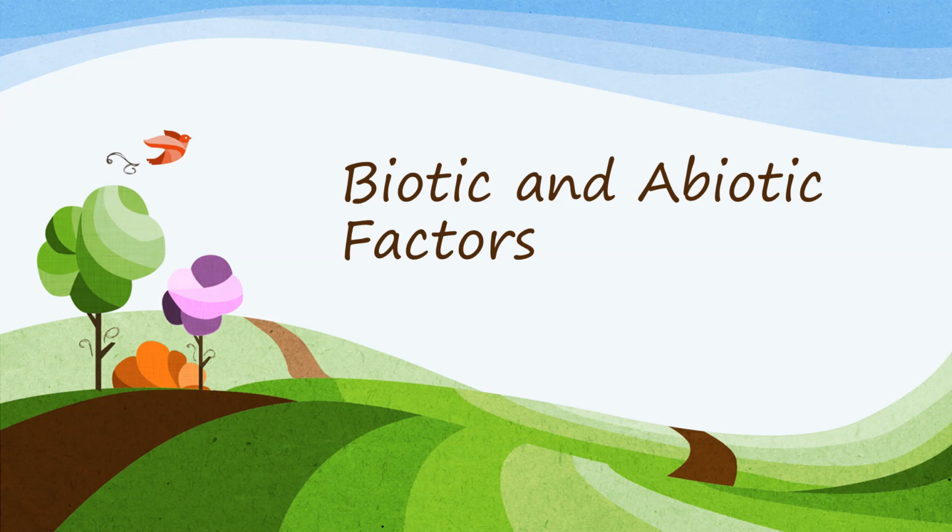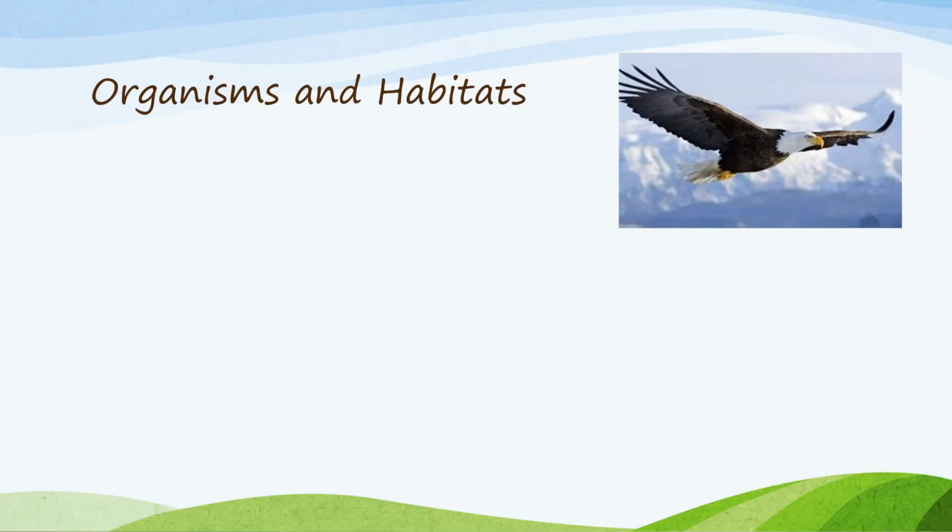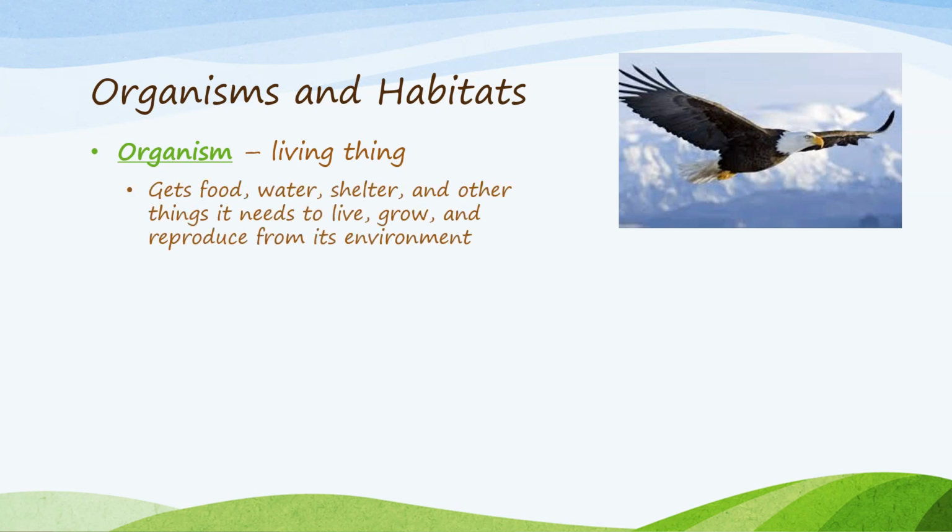In this video, you will learn about biotic and abiotic factors in systems. If you were to visit Alaska, you might see a bald eagle fly by. A bald eagle is one type of organism, or living thing. Different types of organisms live in different types of surroundings, or environments. An organism gets food, water, shelter, and other things it needs to live, grow, and reproduce from its environment.